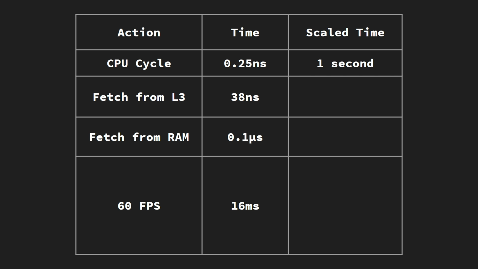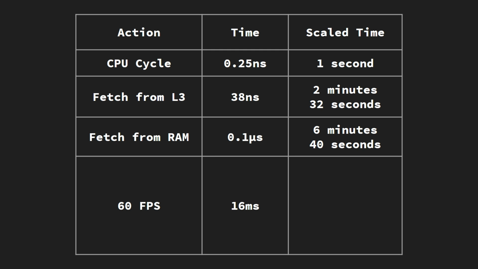Let's say that one CPU cycle takes 1 second. That means it takes 2 minutes and 32 seconds to fetch from L3. That's quite a while. This video has been going on for 20 minutes. Fetching from RAM takes 6 minutes and 40 seconds. Again, we would have only been able to get a few things from RAM at this point, like 2 or 3 things.